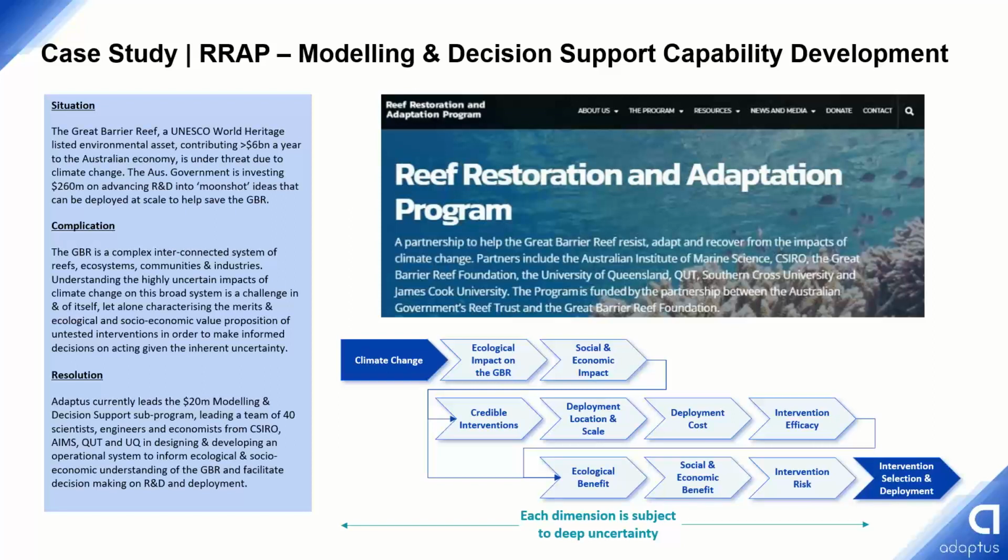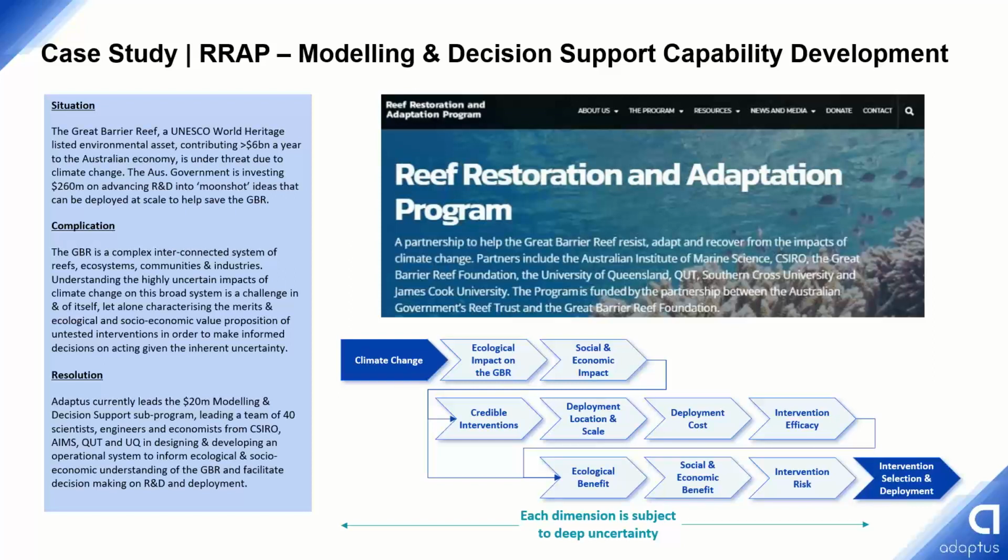What's the scale over which we can be deploying a particular intervention? These are sort of decision questions that we're being asked to support. And so there's a knowledge chain that we're working on.